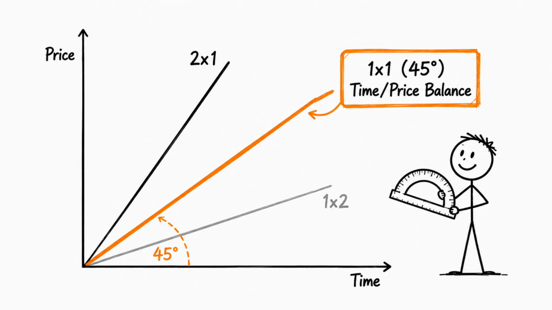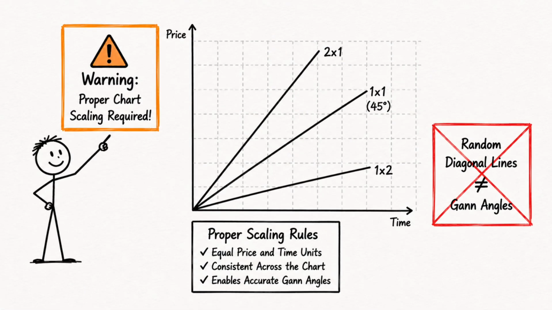Now we enter one of the more specialized areas of technical analysis: Gann angles. W.D. Gann's framework attempts to relate price movement and time through geometric relationships. The famous 1-by-1 relationship is often associated with a 45-degree angle when the chart is properly scaled. Other relationships include 2-by-1 and 1-by-2. Traders use these angles as potential dynamic support, resistance, and trend references.